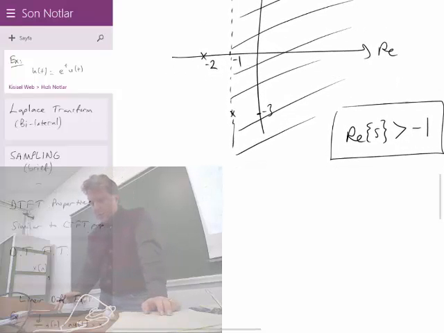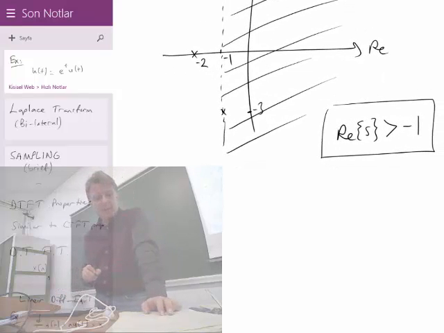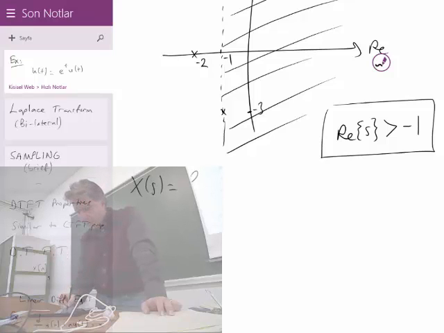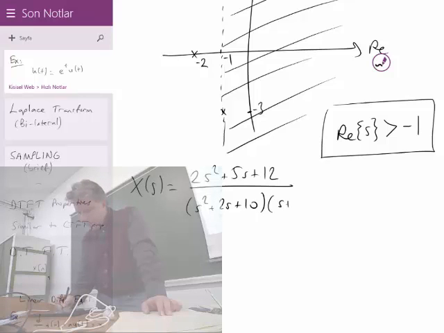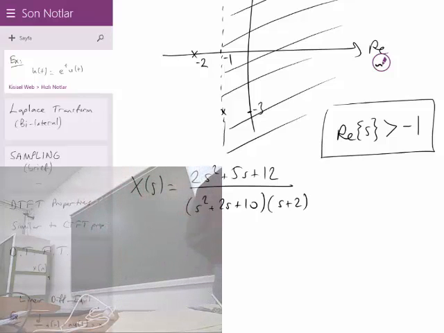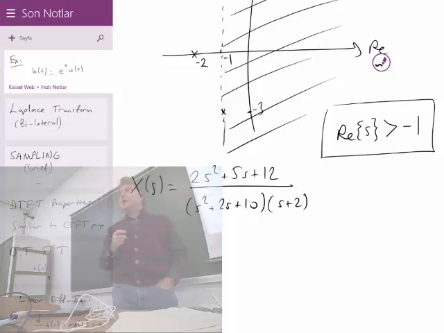By the way, when you combine and make it compact, the Laplace transform happens to be, I'm just going to write it, don't worry about that: 2s squared plus 5s plus 12 divided by s squared plus 2s plus 10 times s plus 2. As you see, this s plus 2 is the one which induces a real pole at -2. But this second order polynomial produces some complex roots. Those complex roots are -1 -3j and -1 plus 3j.